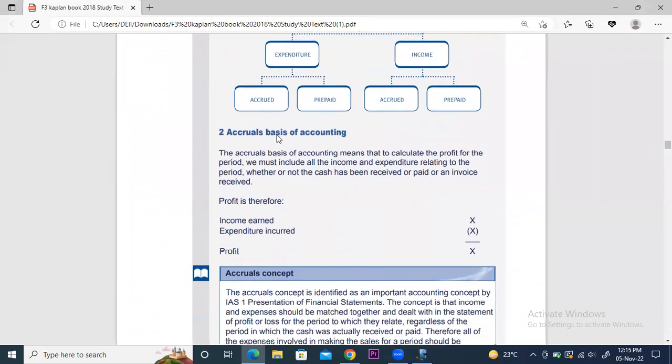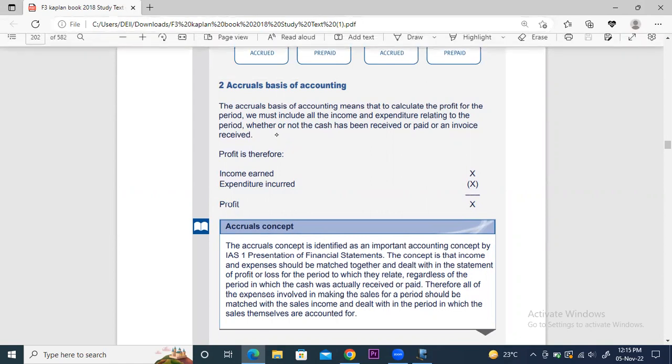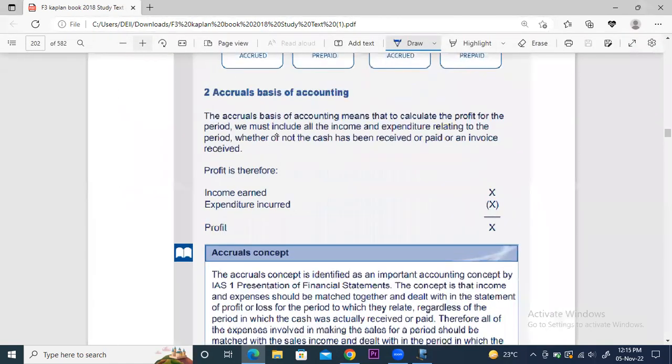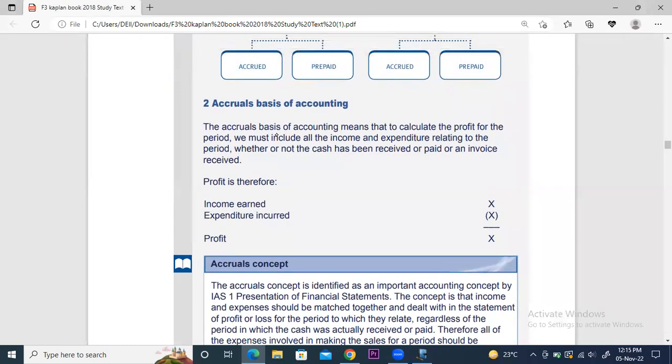which is called the accruals concept, because this is something which is very important in financial accounting, and this is something which most of the things over here are based on. Now, what actually is the accrual concept? It's basically like an assumption, a financial concept, a financial matter, which everything revolves around.